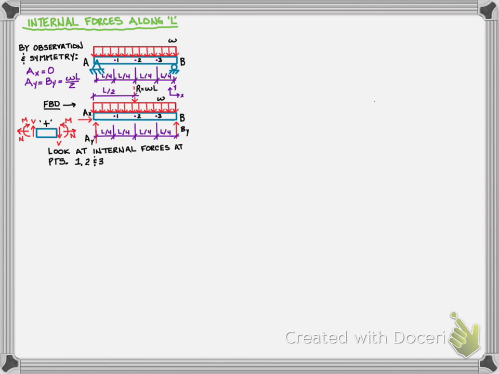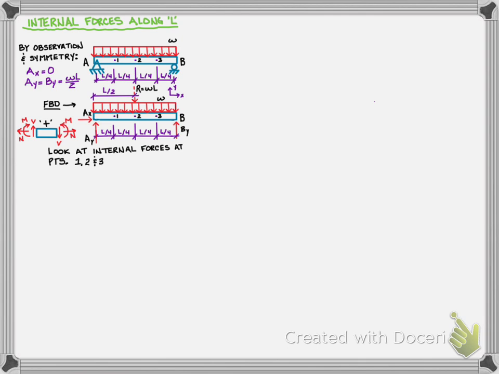If I'm on the right side of a beam, or I've cut and exposed a right face, then the normal is still tension, but now it's pulling to the right. My shear positive is down, and my moment is counterclockwise. And so we could actually find out what is the internal shear, what is the internal moment, and what is the internal normal force at any location we want along the length of the beam.